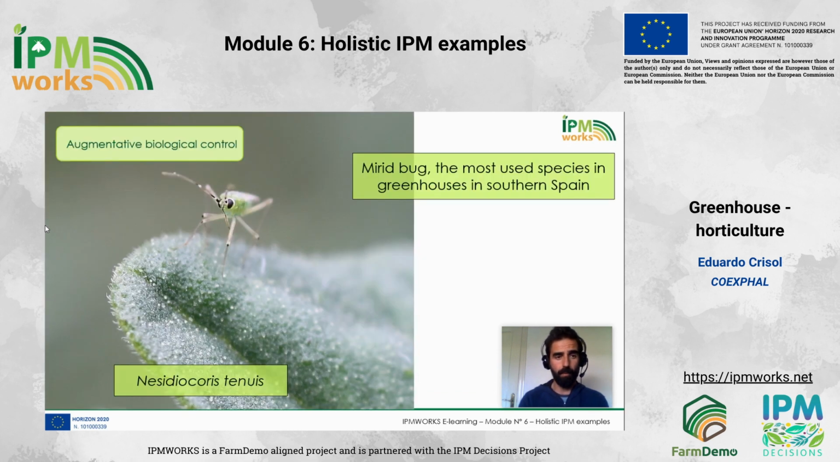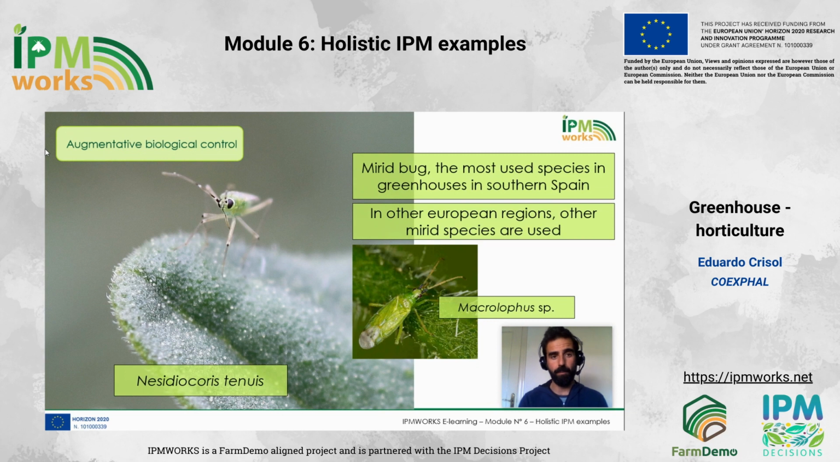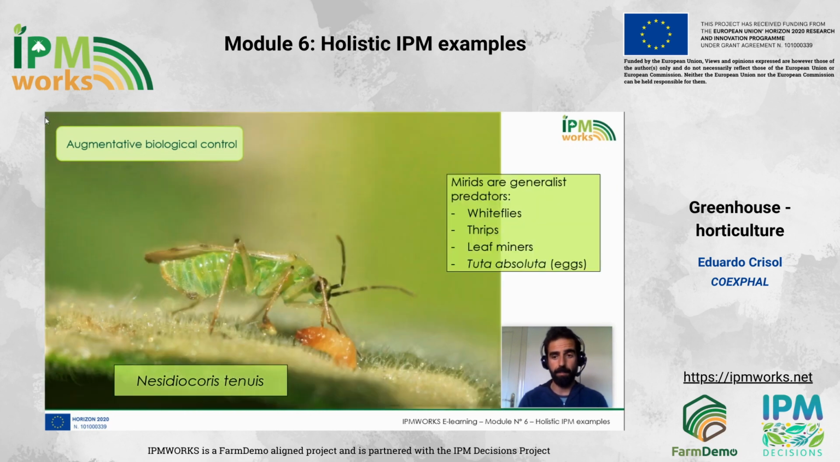So, the first element, augmentative biological control. We have this picture, Nesidiocoris tenuis, which is a very commonly used predator released in tomato greenhouse crops in southern Spain. And there are other similar species, other mirids that are used in other European regions, such as Macrolophus. They all share the same characteristics: they are mirids and they are generalist predators, which means that they're feeding on other pests, including whiteflies, thrips, and leaf miners. But they are also, for the purpose of this video, interestingly feeding on Tuta absoluta eggs.